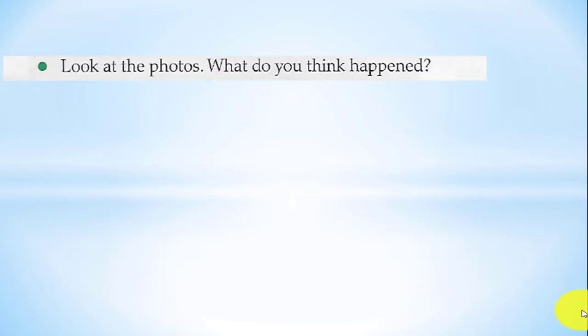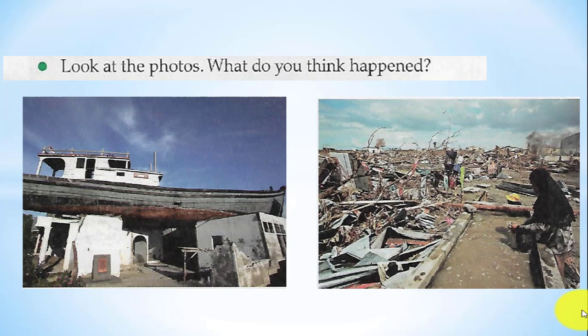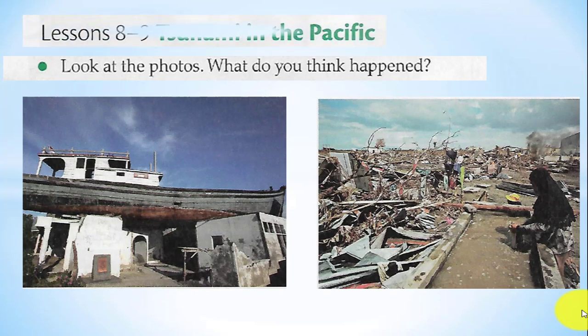Look at the photos. What do you think happened? The first photo. Look at the shape. What makes the shape that you can see in this picture lift up over the buildings? Look at the next photo. What makes the huge mess that is shown in this picture? Great. It is a natural disaster which is called tsunami. So our lesson today is about tsunami.